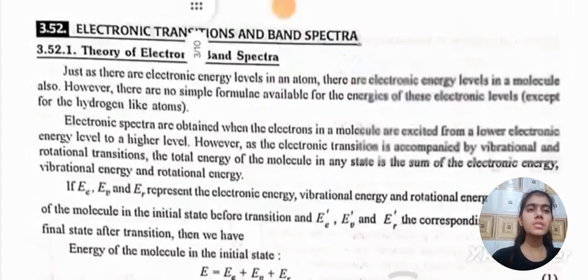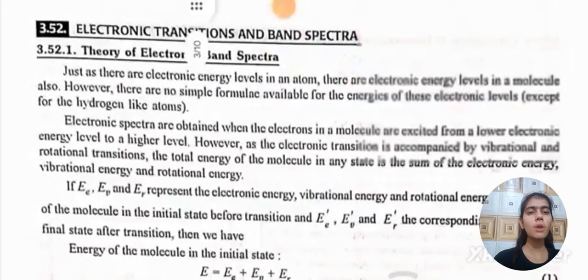Electronic transitions and band spectra. Theory of electronic band spectra. Just as there are electronic energy levels in an atom, there are electronic energy levels in a molecule also. However, there are no simple formulae available for the energies of these electronic levels except for the hydrogen-like atoms.